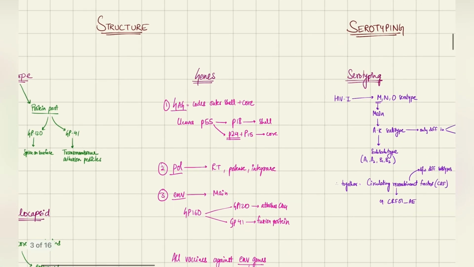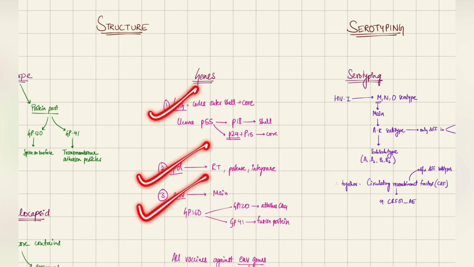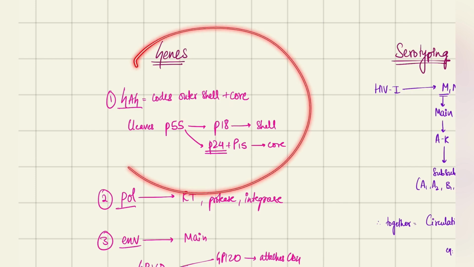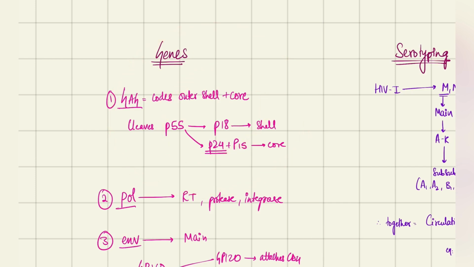Now the third element, the genes. Here there are three main genes: the GAG gene, Pol gene, and ENV gene. GAG, Pol, and ENV. The GAG gene codes for the outer shell plus the inner core.